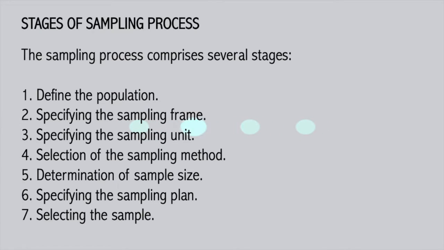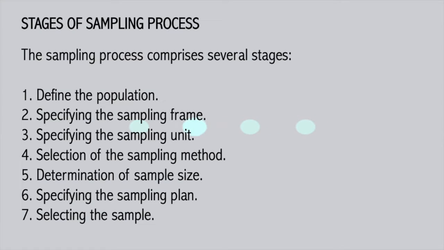The stages of sampling method. The sampling process comprises several stages. First, you have to define the population. Population must be defined in terms of elements, sampling units, extent, and time. Because there is very rarely enough time or money to gather information from everyone or everything in a population, the goal becomes finding a representative sample or subset of that population.